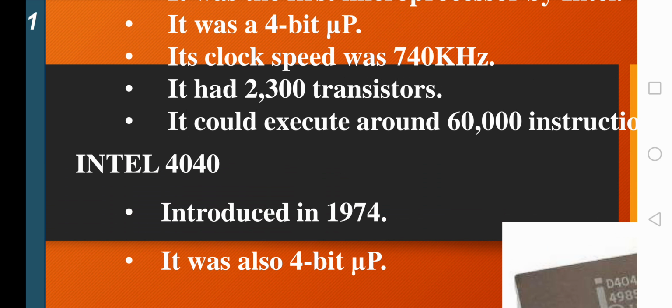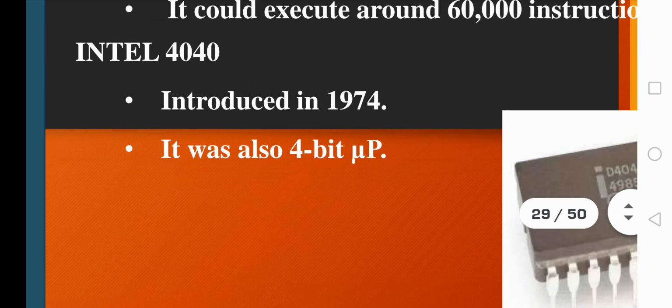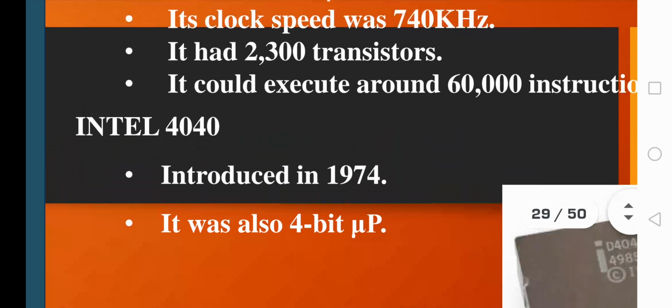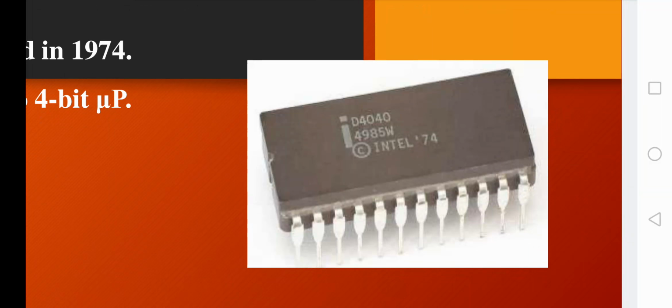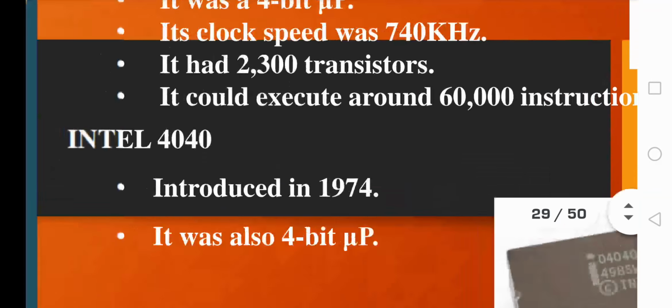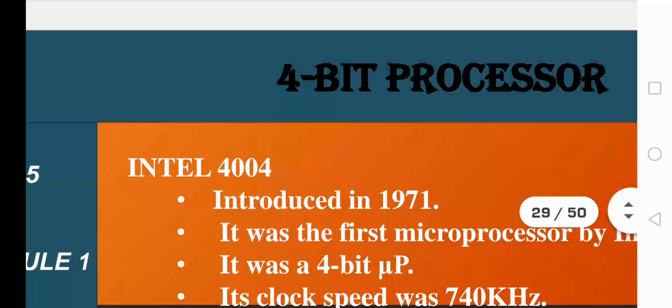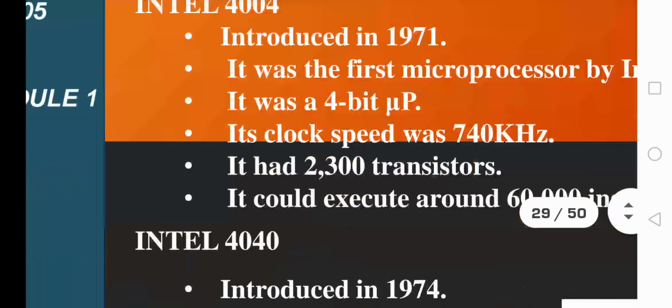That's all the features they have given in order to explain this processor. It did not get much popularity. That is a basic thing we have to understand. The 4040 microprocessor did not gain much popularity, and that's all we have to look at for this particular microprocessor. It looks like what is shown in this figure. So these two processors only need to be known among the 4-bit microprocessors.